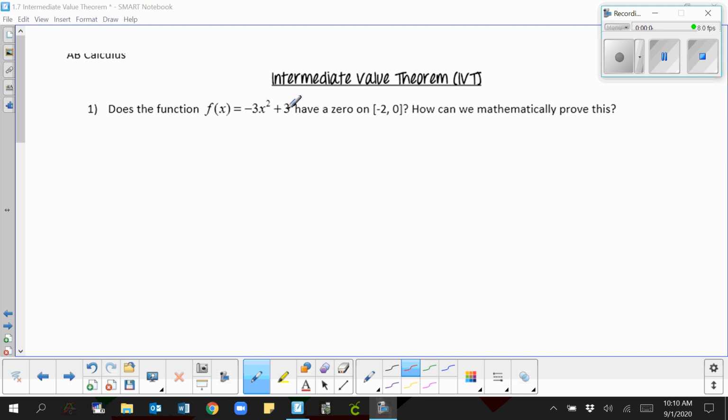Hey guys, today we are talking about the intermediate value theorem. So question 1 says, does the function negative 3x squared plus 3 have a 0 on negative 2 to 0, and how can we mathematically prove this?